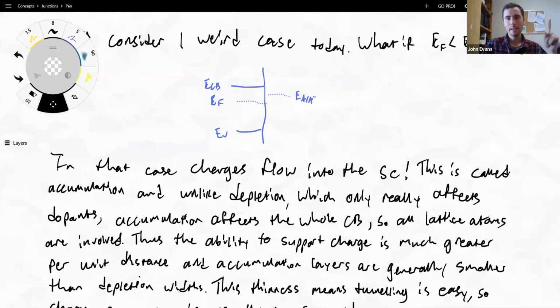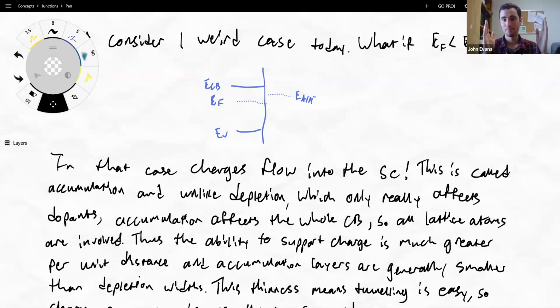And unlike our depletion, which only really affects our dopants, because we're only pulling off stuff from our dopants, the accumulation is going to dump stuff directly into our conduction band, which is spread out over the entire lattice. It includes both your dopants and your intrinsic atoms. That means that the ability of the accumulation layer to support charge is higher. It can hold more charge per unit area. That means that the accumulation layer is generally smaller than a depletion width for the same amount of charge that needs to be dropped.